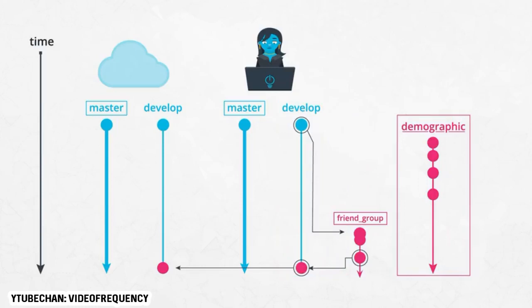As you can see here, proper use of Git commits and branches can help you work on multiple features at once and switch between them with ease.